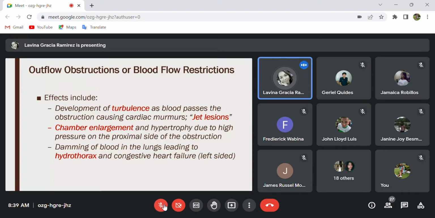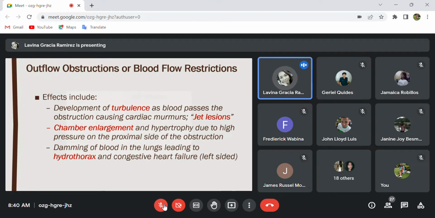That could lead to increase in the pressure and then dilatations, and at the same time, one of the many possible mechanisms that could lead to the release of fluid to a certain area. So those are some of the pathophysiology that can be seen if there are blood flow restrictions.